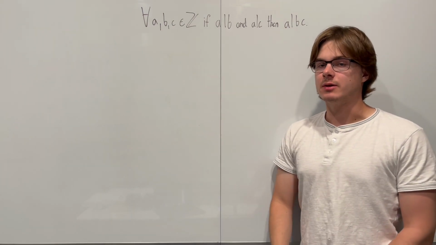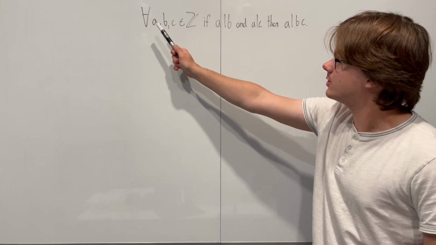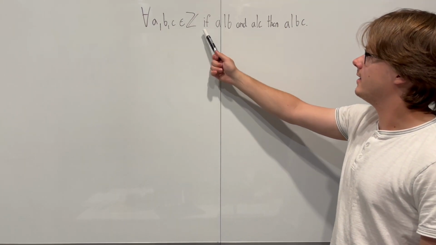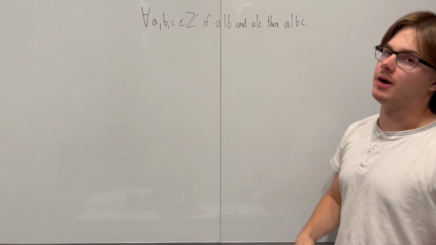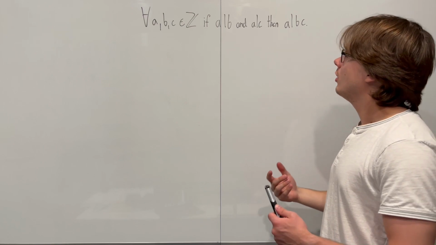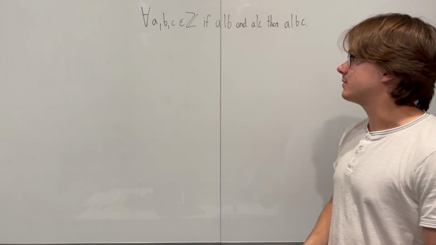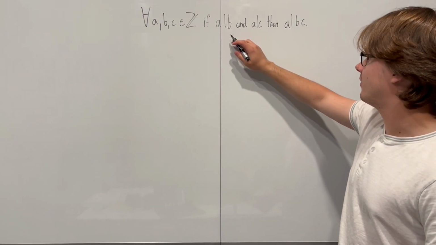Is the following statement true, that for all integers a, b, and c, if a divides b and a divides c, then a divides the product of b and c? Well, first thing is, let's think of some examples. So what does it mean for something to divide something?